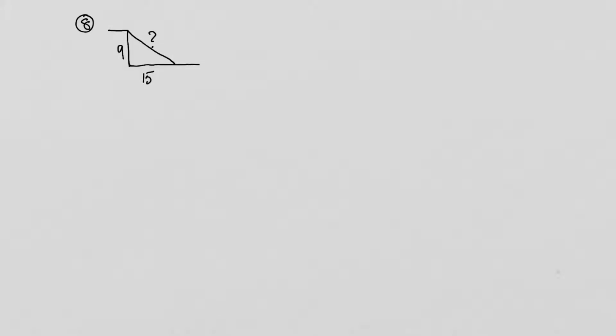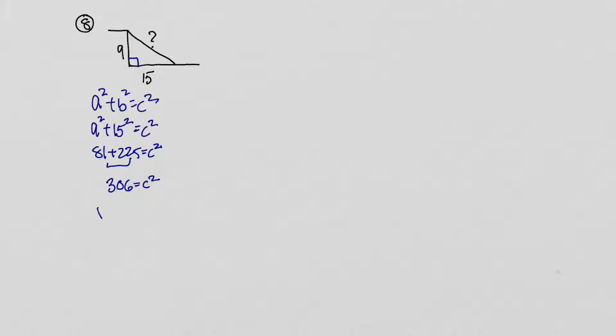So I guess we're going to assume this is at a right angle, and then using the Pythagorean theorem, a squared plus b squared equals c squared. It'll give us 9 squared plus 15 squared equals c squared. About 81 plus 225 equals c squared. Adding these two numbers together, we get 306 is equal to c squared.